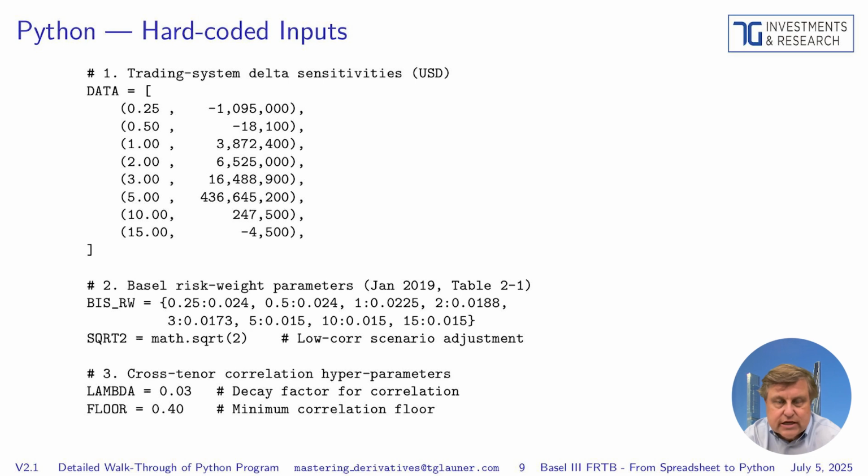Finally, there are cross-tenor correlation hyperparameters. Lambda represents the decay factor for correlation, set at 0.03, while the floor sets the minimum correlation floor at 40%. These parameters control how correlations between different tenors decrease with distance, but do not fall below the specified floor value.